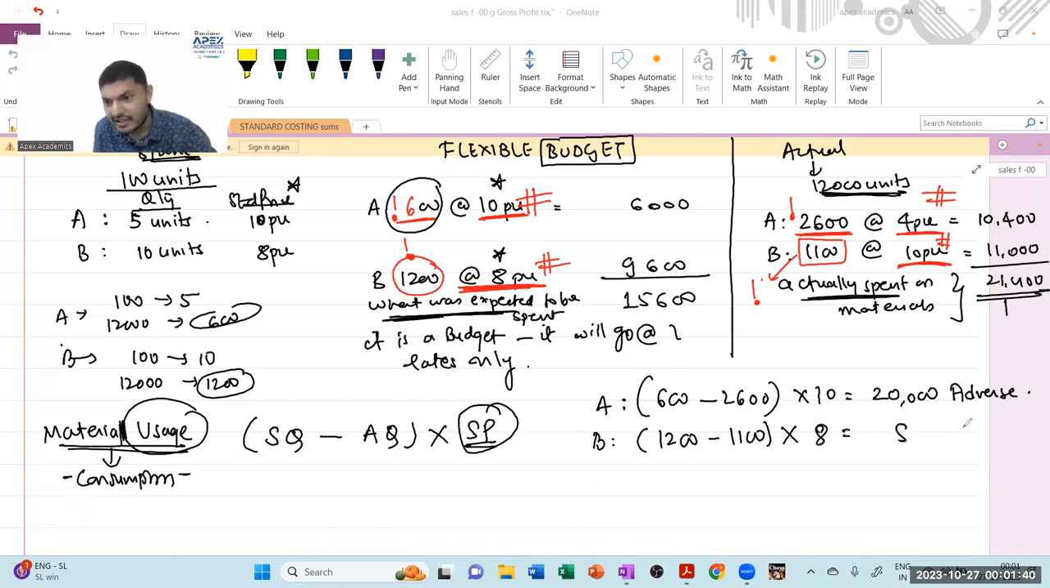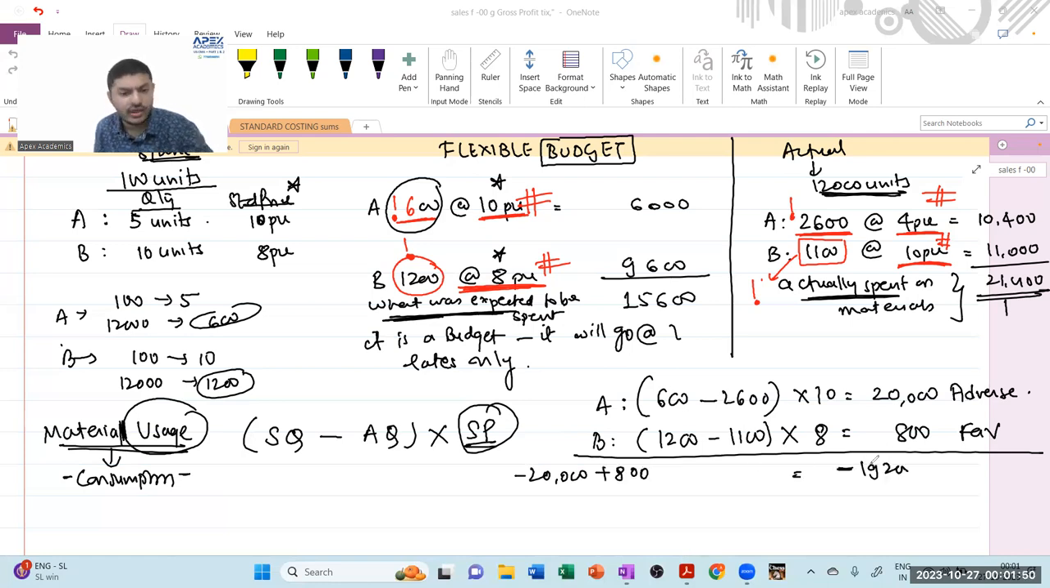So it is 800 favorable. This is as good as saying minus 20,000 plus 800 is minus 19,200, which is nothing but 19,200 adverse. Now, there is a rule here.